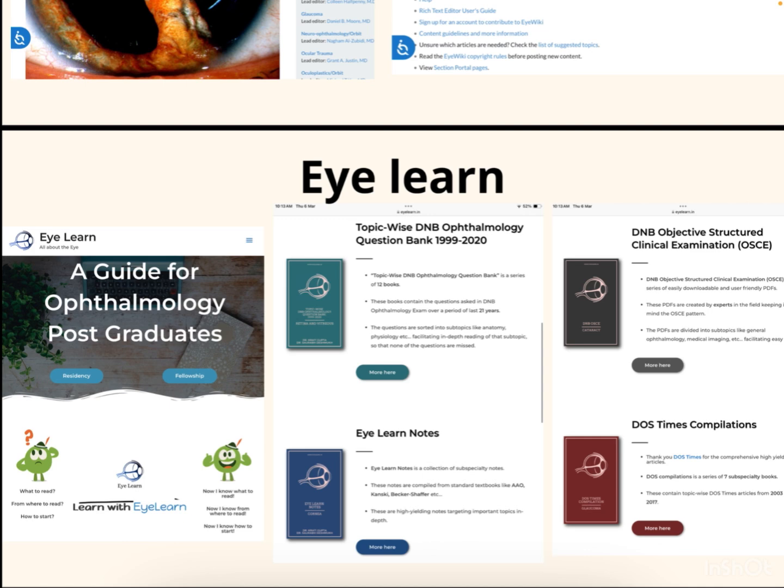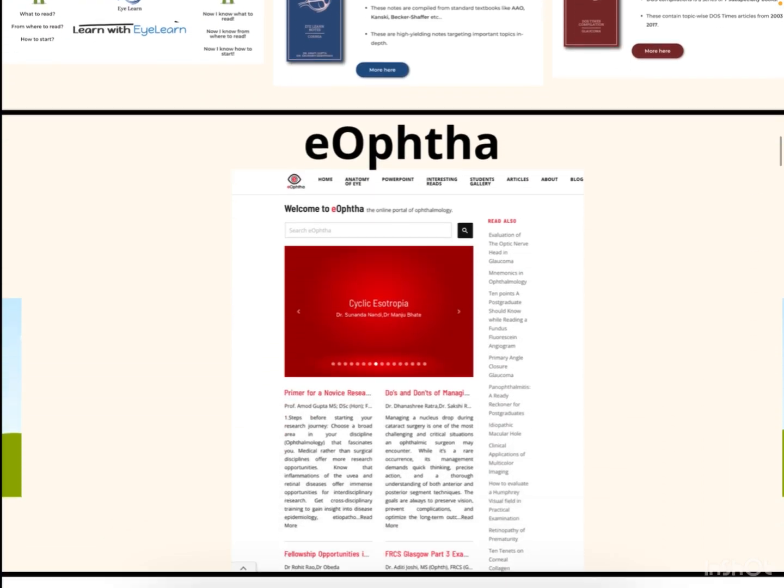And it does have information on fellowships that are available in ophthalmology, where, how, and for how long they are, and just information about that as well. So iLearn is a good resource. I've used it quite a lot.